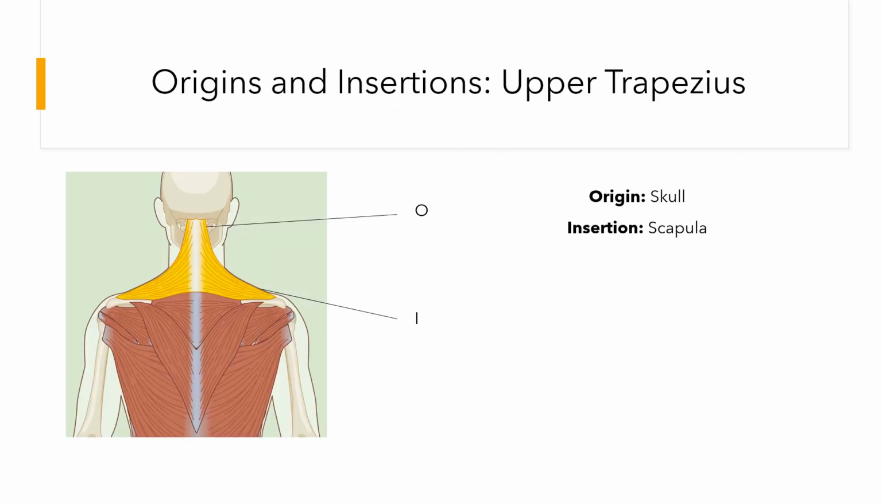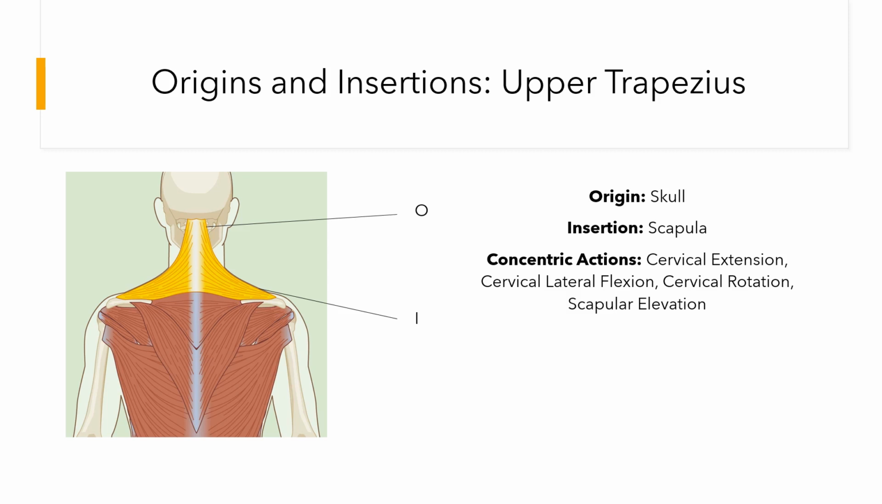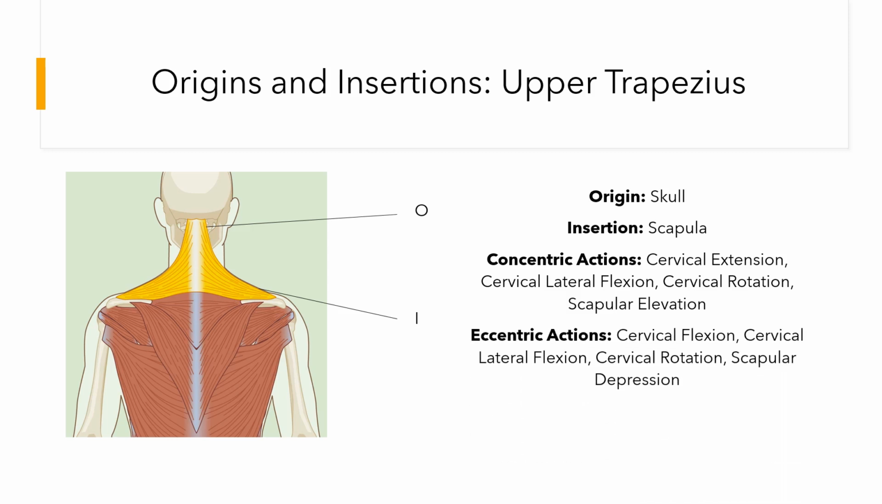The upper trap originates in the skull and inserts into the top of the scapula. Concentrically, it's going to allow you to extend your cervical, laterally flex your cervical, rotate your cervical, but also elevate your scapula. It will act as a synergist for the levator scapula, which literally translates as elevate your scapula. Eccentrically, you're going to get cervical flexion, otherwise tucking your chin down towards your chest. Cervical lateral flexion, getting your ear towards your shoulder. Cervical rotation, getting your chin over your shoulder. And scapular depression is pulling your scapula down.